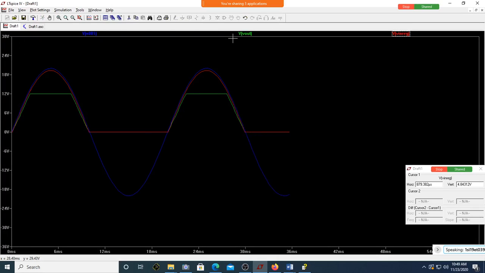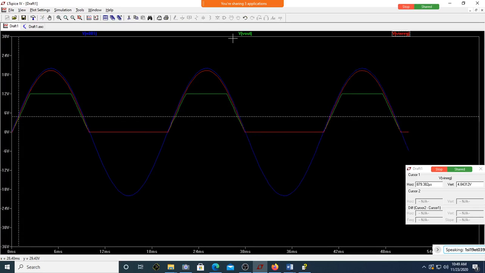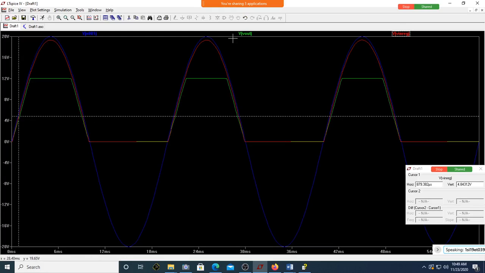See this? The red one is the rectified signal. The green one is what? If the input voltage exceeds 13, then it is becoming constant at 12. If the input voltage goes less than 13, it's almost following with a drop of almost 1 volt. So this is regulated, here it is green, regulated. Here it is not regulated. Correct?